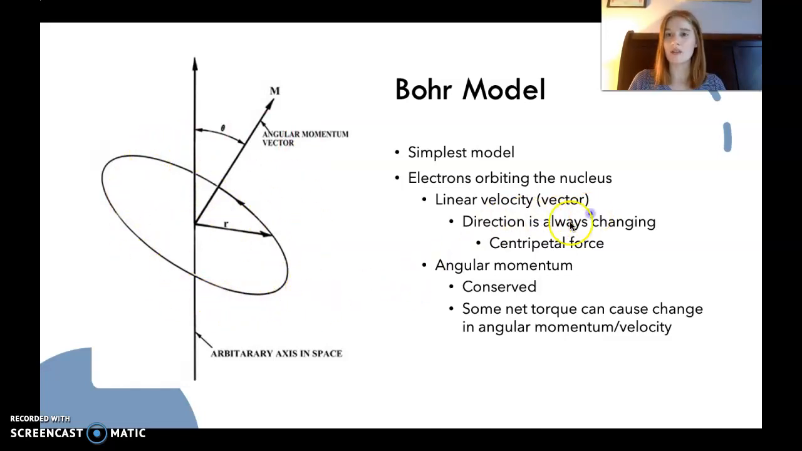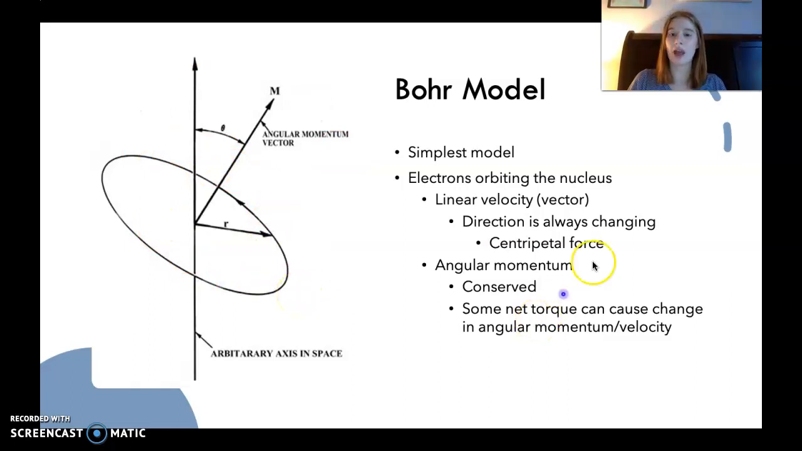So these electrons, all of them have a linear velocity, and remember, velocity is a vector quantity, so it has both direction and magnitude. So even if this electron is flying around the nucleus with a constant speed, because the direction is always changing, we say that the linear velocity is always changing. And this is due to a centripetal force, which is pulling the electron towards the center. And that is the electrostatic attraction between the protons, which are positively charged in the nucleus here, and the negatively charged electrons out here, flying around.